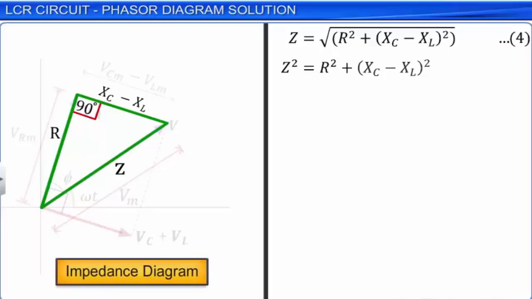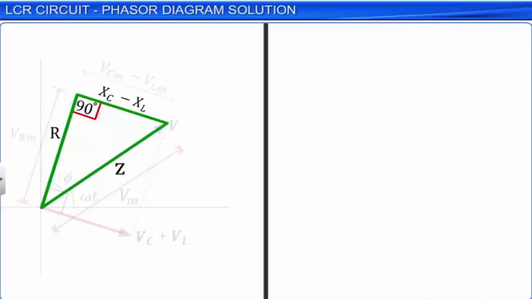In an LCR series AC circuit, the phase difference phi existing between the voltage and the current can be determined by using the impedance diagram. In the impedance diagram, the hypotenuse gives the impedance Z. Here, we observe that tan phi is equal to Xc minus XL by R. Let this be equation 5. Phase difference phi is equal to tan inverse of Xc minus XL by R.